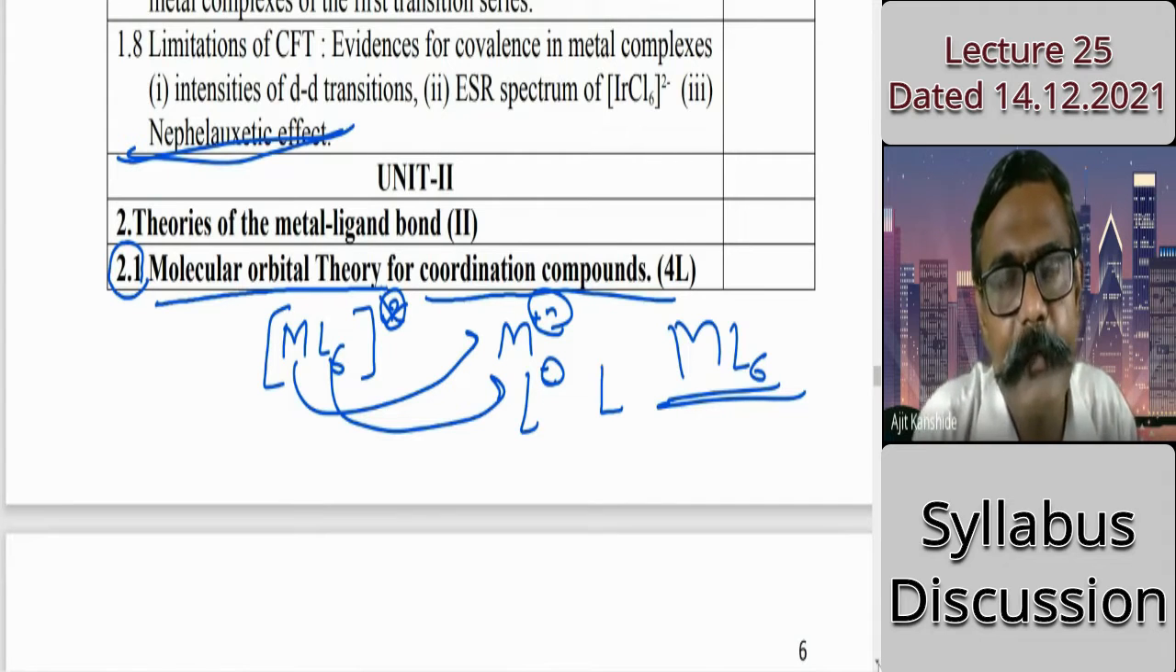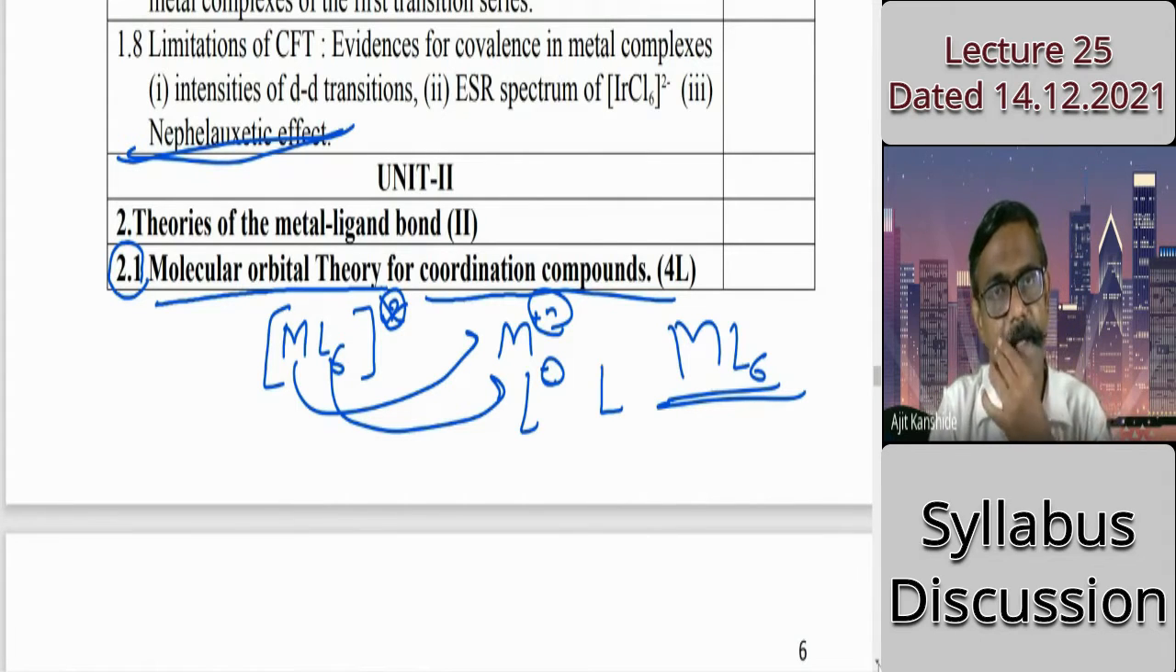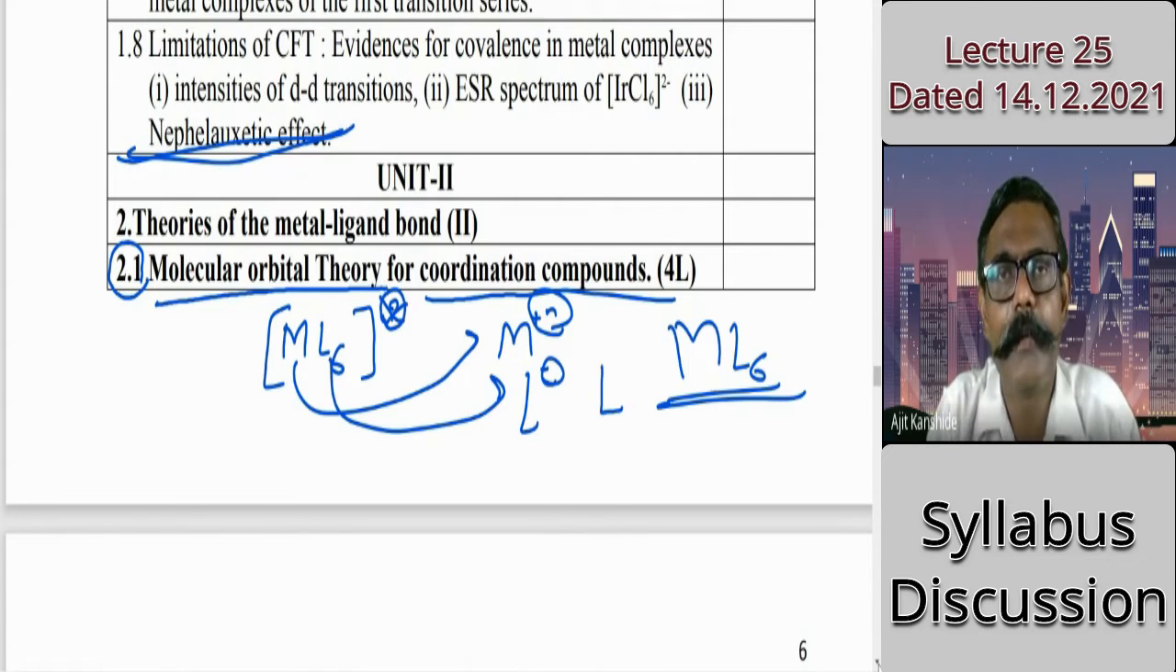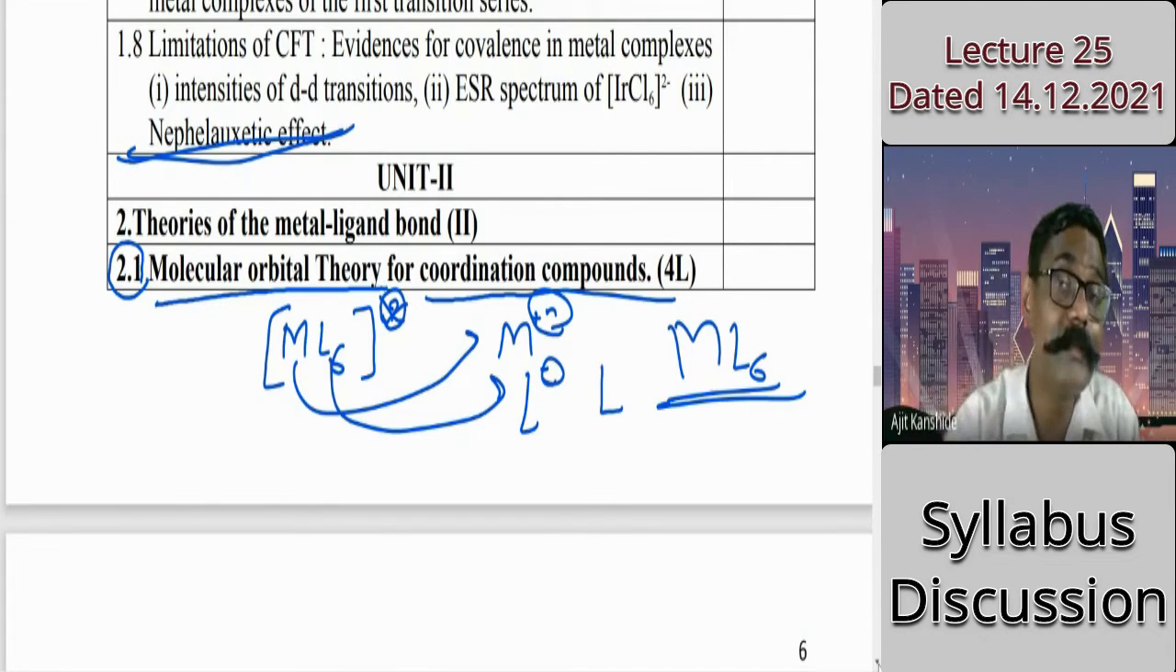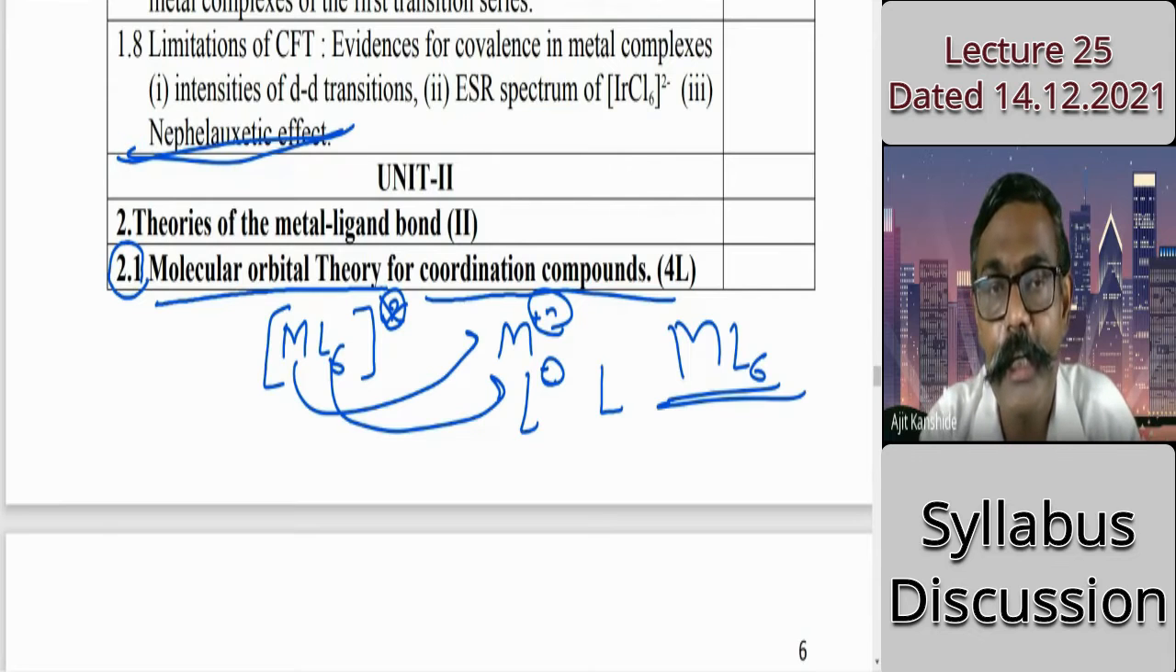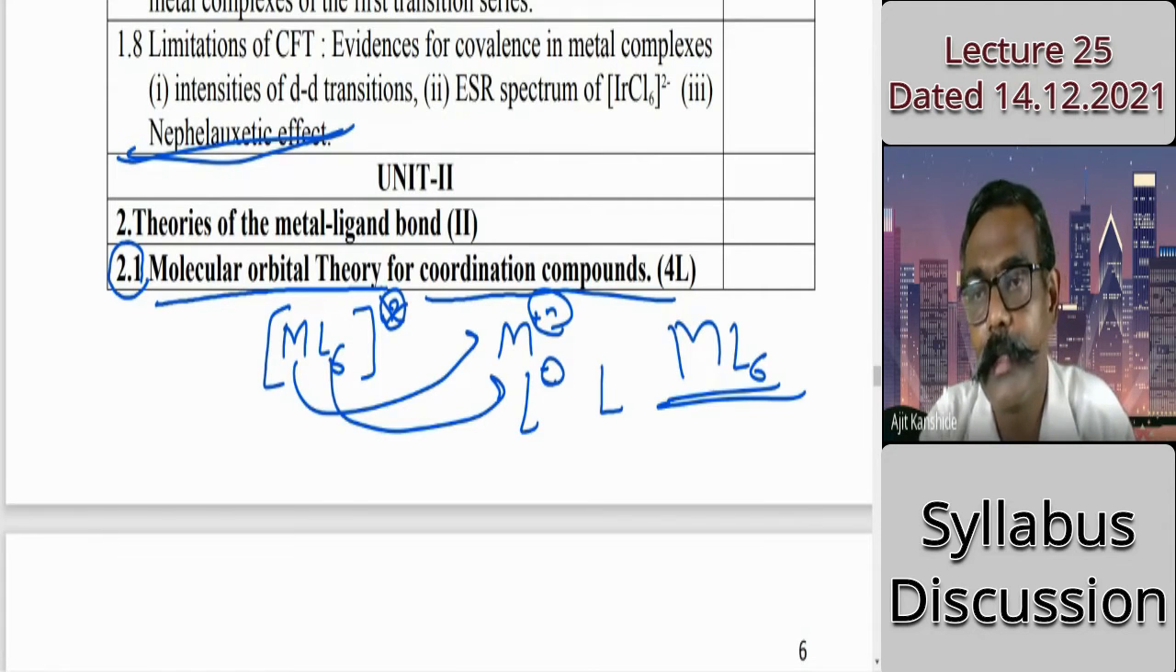How can I establish it from the metal ion carrying a positive charge and ligands, just L, whether there is a charge or not? What will be the energy sequence? That we will study in this molecular orbital theory topic.